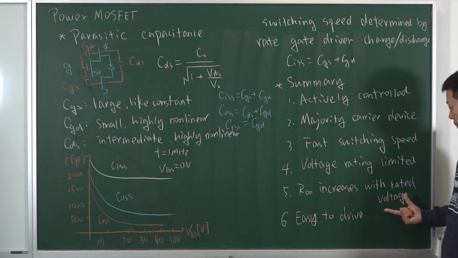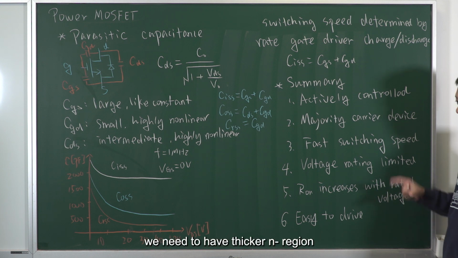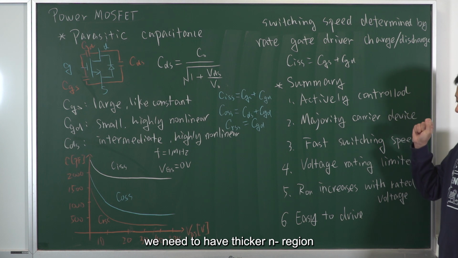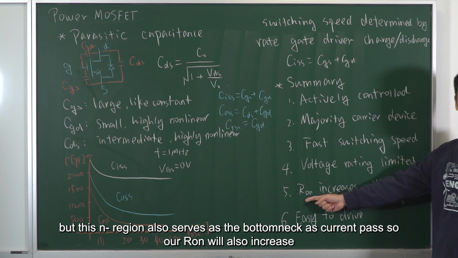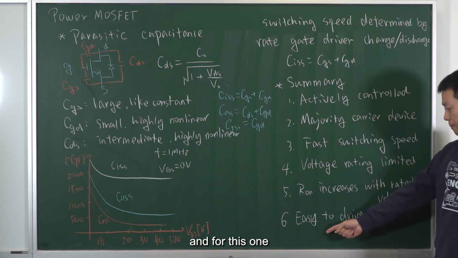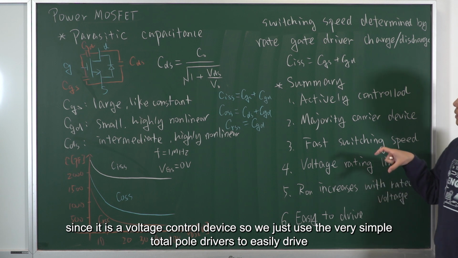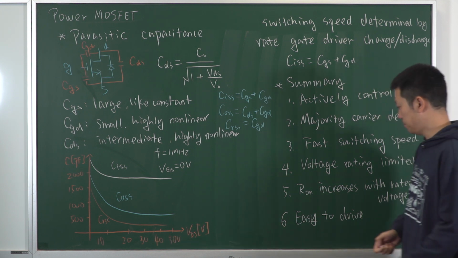For this one, if we have a higher voltage rating, we need to have a thicker N- region, right? But this N- region also serves as the bottleneck in the current path, so our R-on will also increase. And for this one, since it is a voltage controlled device, we just use very simple totem pole drivers to easily turn on or turn off the device.